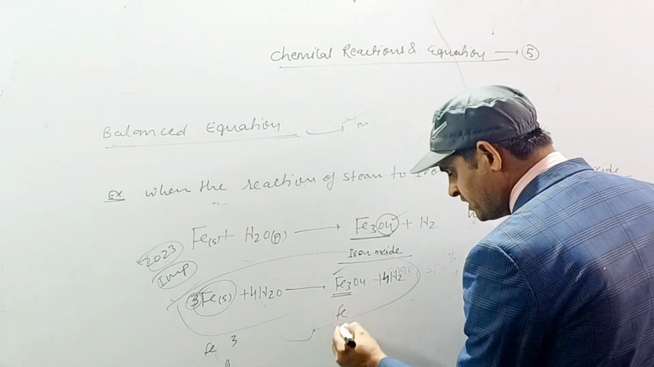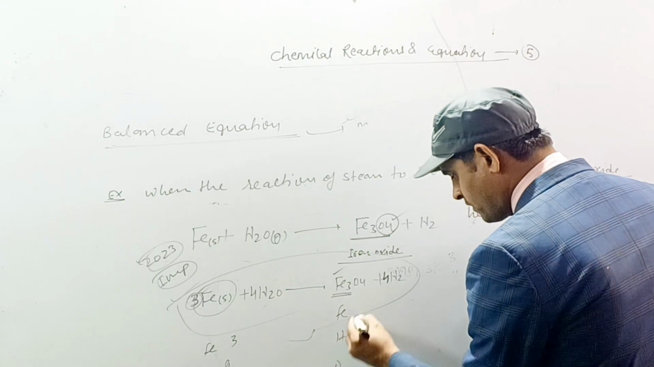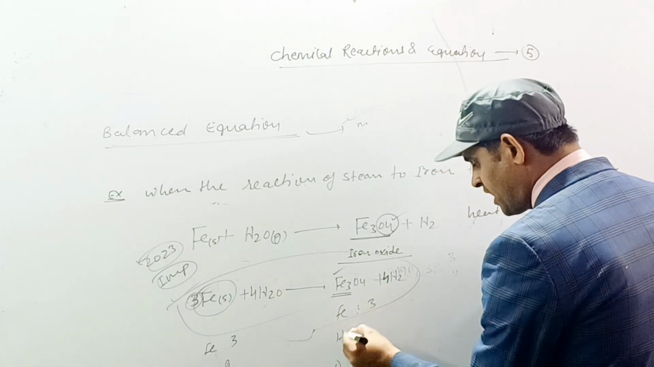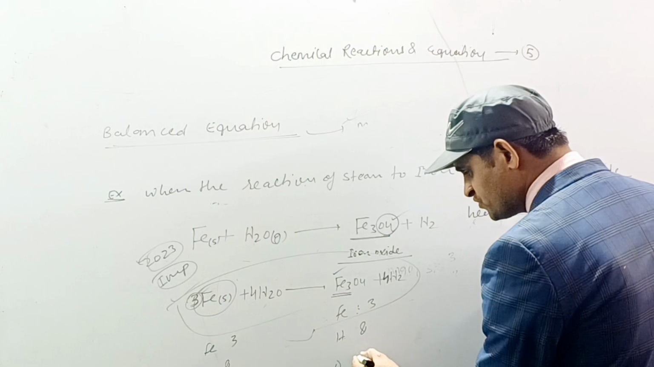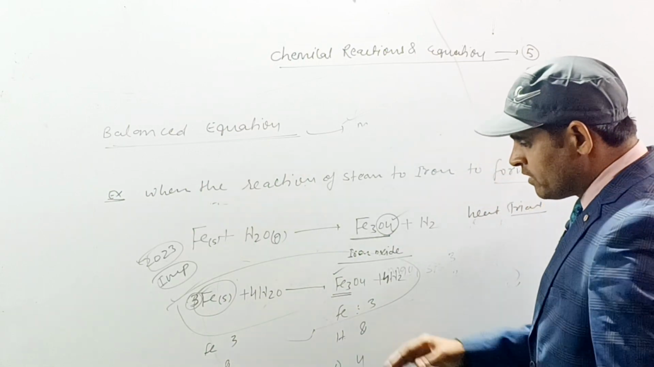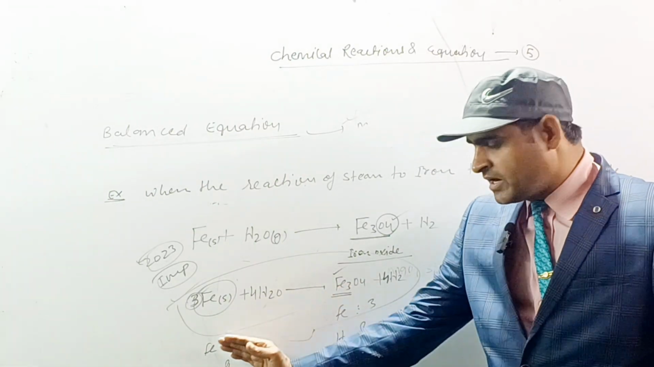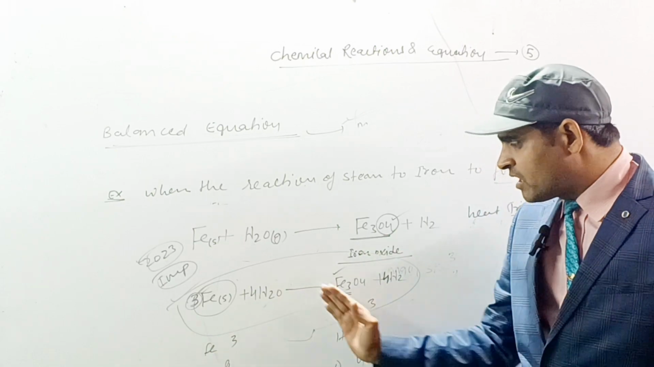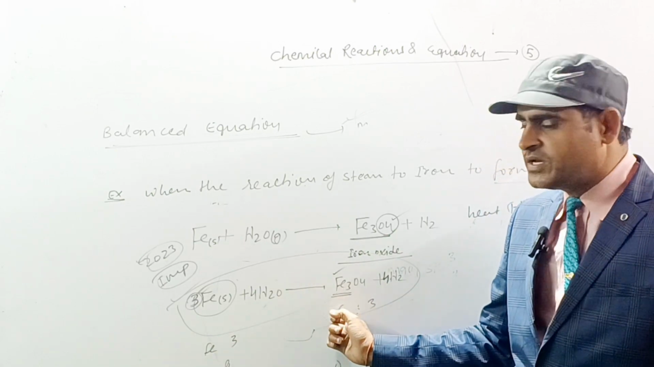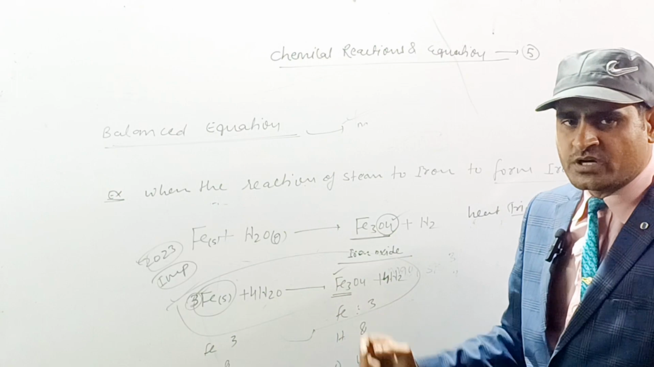Now we count the elements Fe, H and O: 3, 8 and 4. Here is Fe, H, O. Fe is 3, hydrogen is 8, oxygen is 4. So the elements in the reactant and in the product are the same. So this is known as a balanced equation.